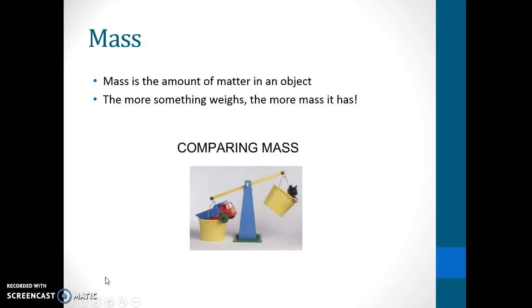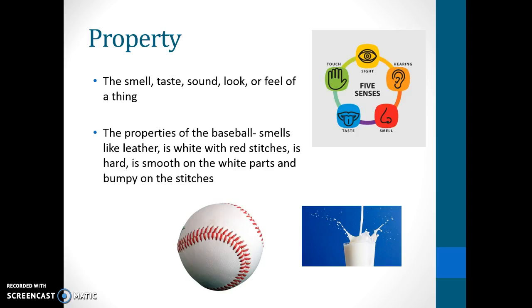Okay, so we said that matter is anything that takes up space and has mass. Mass is the amount of matter in an object. The more something weighs, the more mass it has. So here in this picture, we have the truck and the cat. This scale, the one that goes down, weighs more and therefore has more mass. So this truck has more mass than the little kitten. So again, mass goes with weight. The more it weighs, the more mass it has.